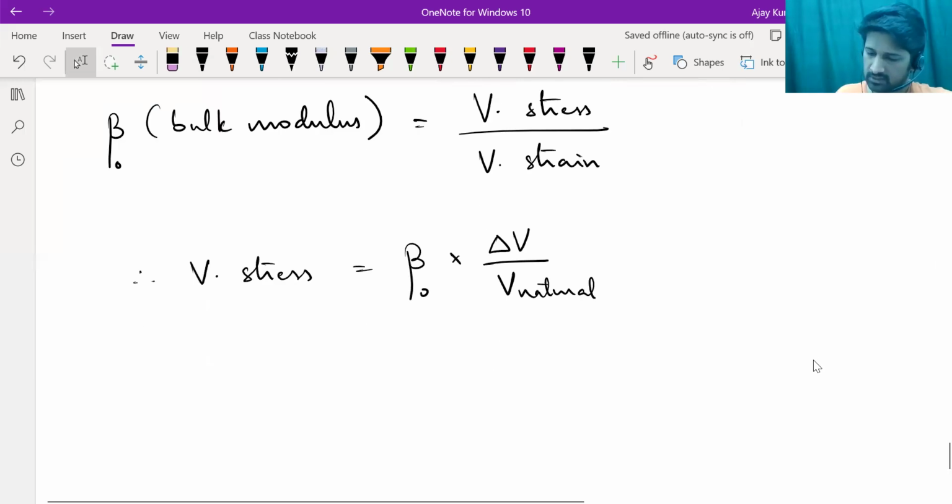Beta naught is bulk modulus. Keep that point in mind. Now I want you all to derive an expression for volumetric stress caused by thermal expansion. So how do you go about doing that?